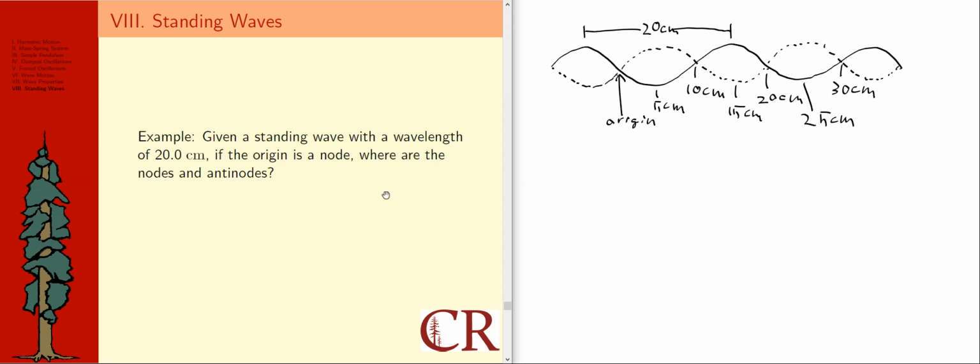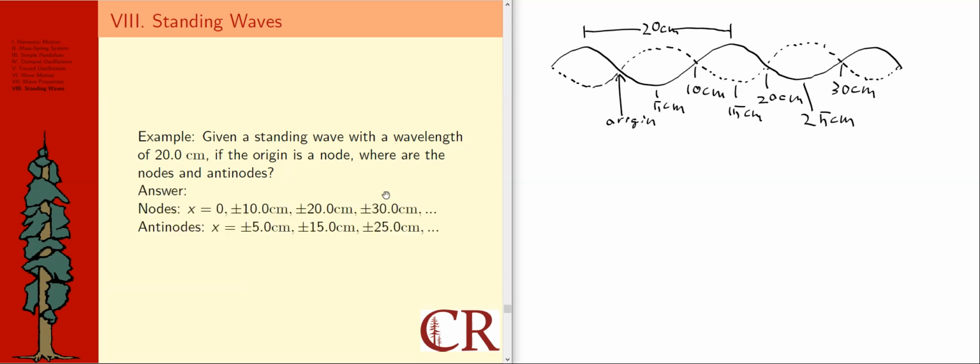You might say, well, how do I list all of them? Am I going to have to find all of them? Let's look at the answer in the example, and we can see what it does there and see if that reconciles with the picture. It says nodes are at x equals 0, plus or minus 10 centimeters, plus or minus 20 centimeters, plus or minus 30 centimeters, and so on. I think that captures the idea, right?